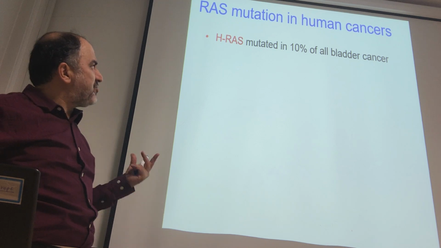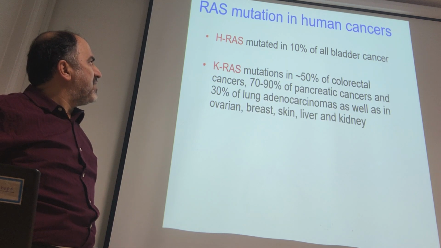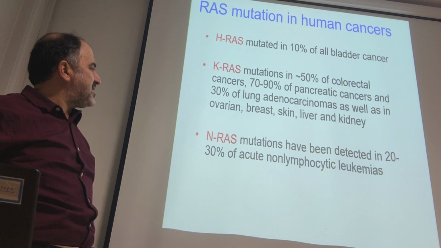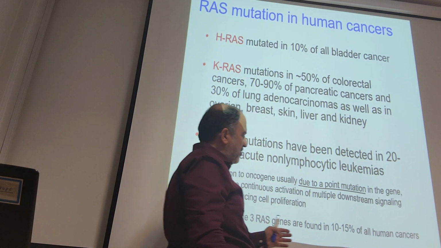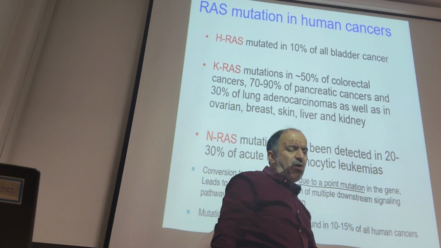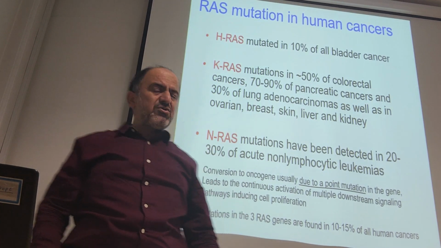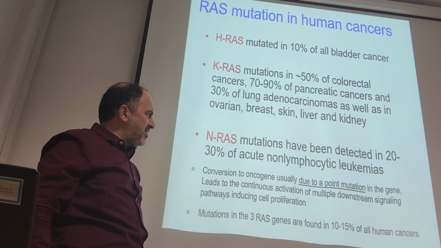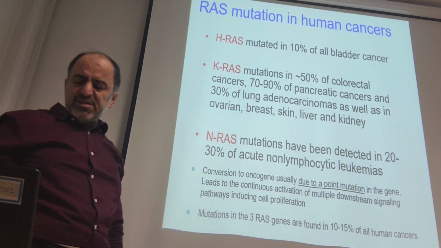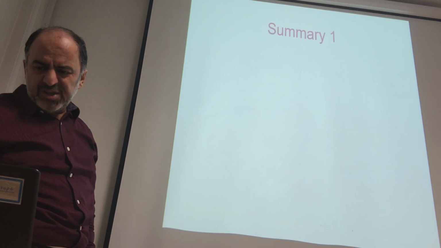RAS gene mutation: we have 3 classes, HRAS, KRAS, NRAS. All 3 together are responsible for 10 to 15% of all human cancer. And you can read about bladder cancer, colorectal, and also non-lymphocytic leukemia. These are responsible for this kind of mutation.